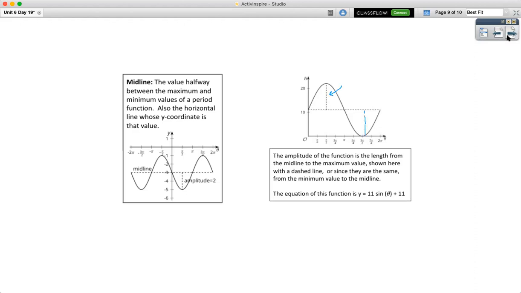So one final example, if we look at this, the equation of this function is y equals 11 sine theta plus 11. Why? Because our midline is at 11 right here. That's why we have that horizontal dashed line. And the length from the midline to the maximum value right here is 11. Hence our amplitude is 11 and our midline is 11. So two really big important concepts: midline and amplitude.